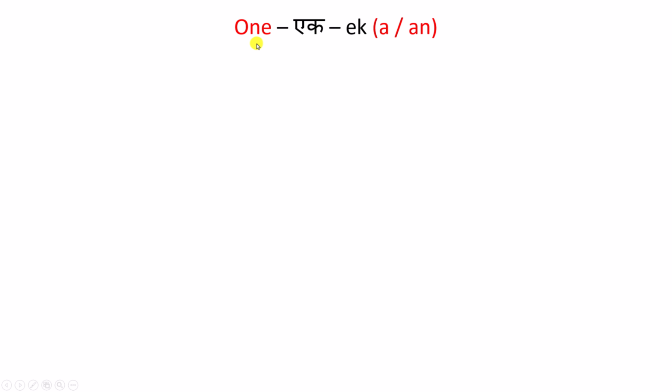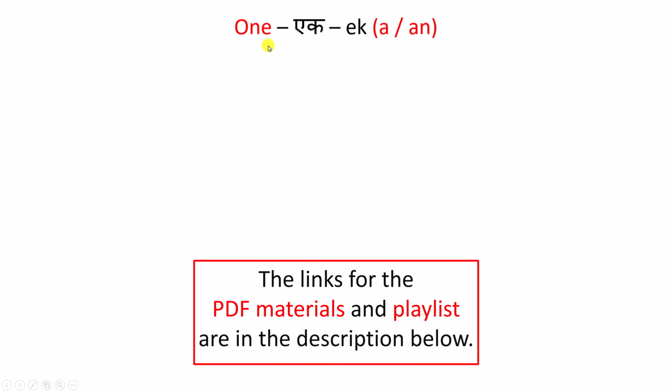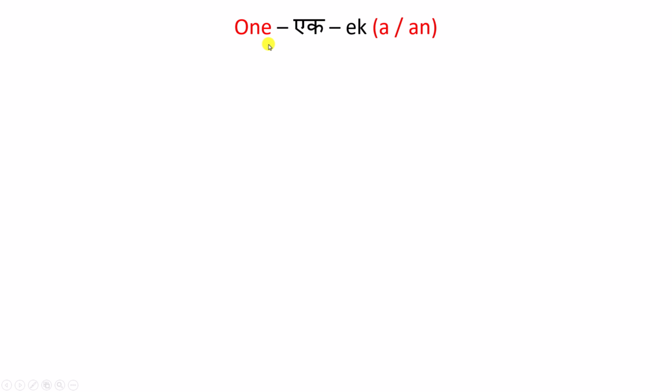Number one is एक in Hindi. And this is the word that we use for "a" and "an". In Hindi, we do not have separate words for the articles a, an, and the. But for "a" and "an", we can use the word एक. But एक in reality is number 1 in Hindi. Okay. Now let us use this and translate a few sentences to Hindi.